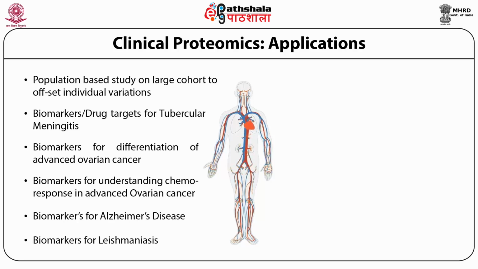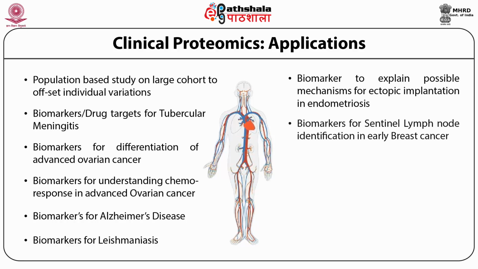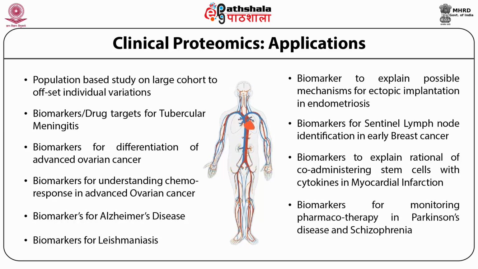6. Biomarkers for leishmaniasis. 7. Biomarker to explain the possible mechanisms for ectopic implantation in endometriosis. 8. Biomarkers for sentinel lymph node identification in early breast cancer. 9. Biomarkers to explain the rationale of co-administering stem cells with cytokines in myocardial infarction. And finally, 10. Biomarkers for monitoring pharmacotherapy in Parkinson's disease and schizophrenia. I will be taking you through some of these applications in the next few slides.